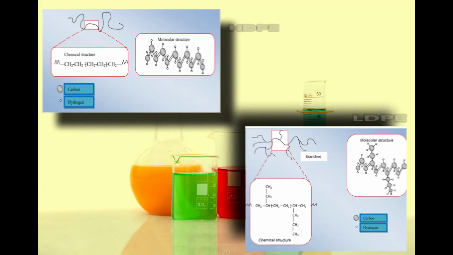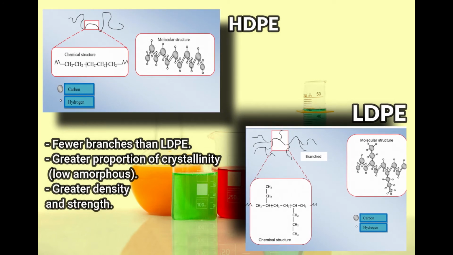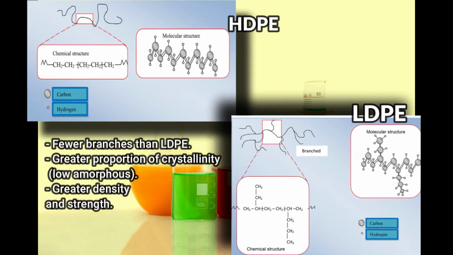Let's compare the chemical structure of high-density polyethylene and low-density polyethylene. HDPE has fewer branches than LDPE. HDPE also has a greater proportion of crystallinity, which we call low amorphous. Both factors make HDPE have greater density and greater strength than LDPE.